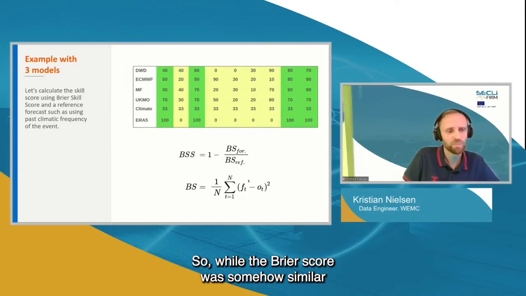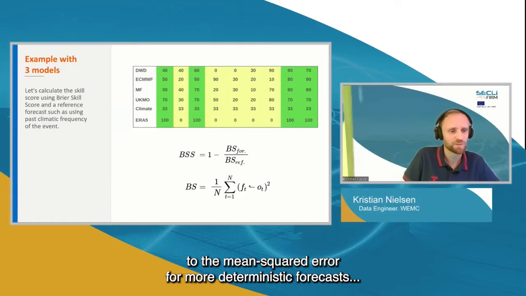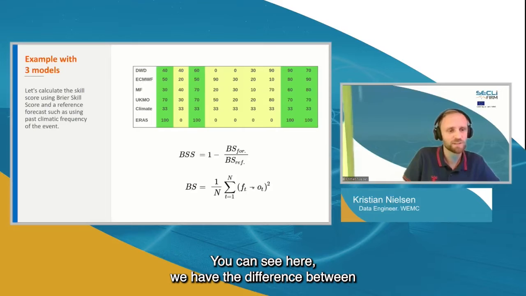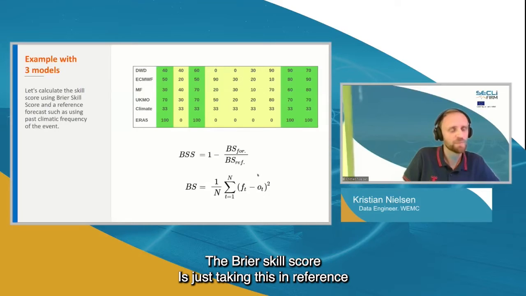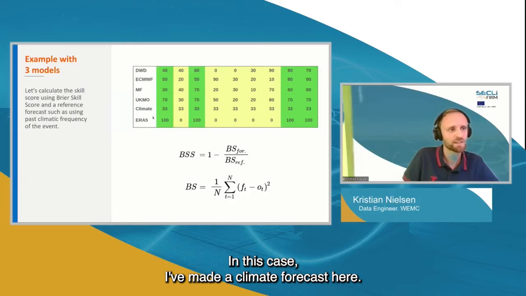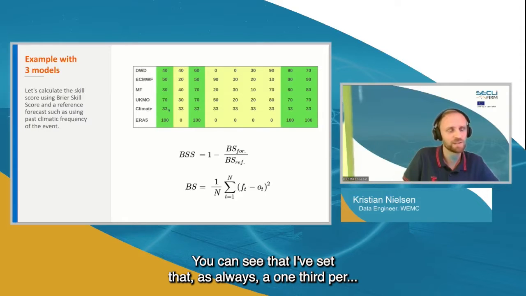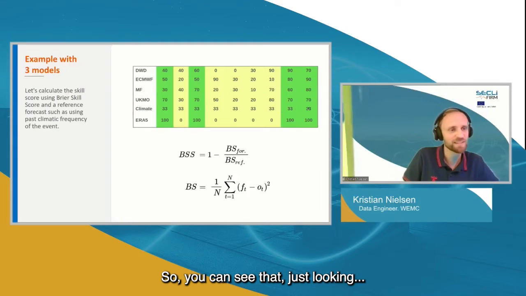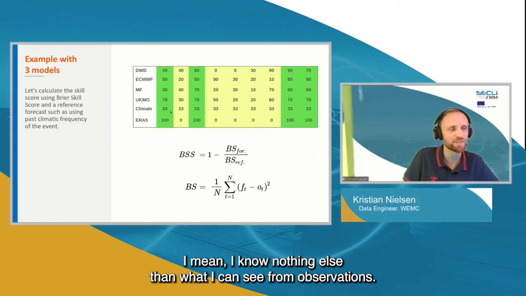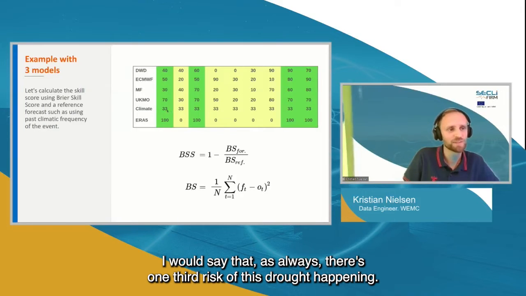Where the Brier score was somewhat similar to the mean squared error for more deterministic forecasts, you can see here we have the difference between the forecast and the observation squared, and taking the mean of it. The Brier skill score is just taking this in reference to some reference forecast. In this case, I've made a climate forecast here. You can see that I've said that there's always a 1/3 risk of this drought happening. I know nothing else than what I can see from observations, so I would say that there's always a 1/3 risk of this drought happening.